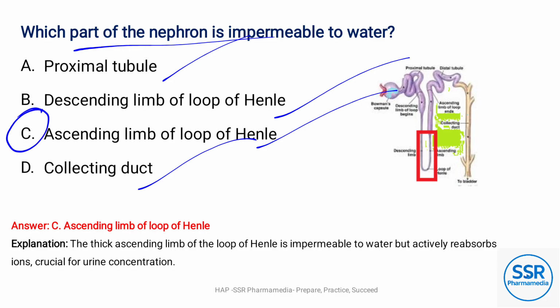So the answer is option C, ascending. This part is the ascending limb of the loop of Henle. The thick ascending limb of the loop of Henle is impermeable to water but actively reabsorbs ions, crucial for urine concentration.